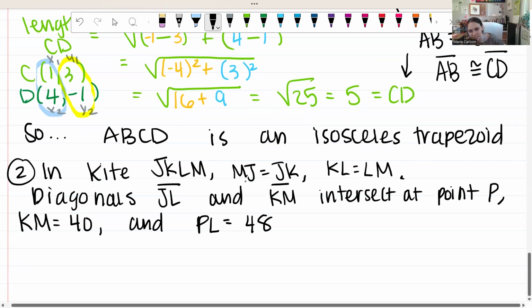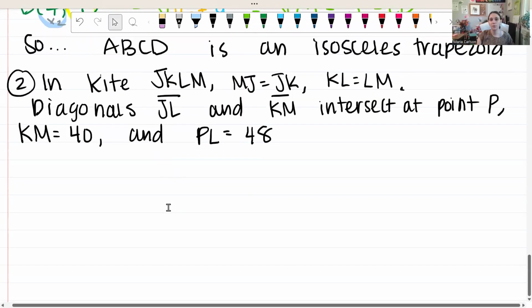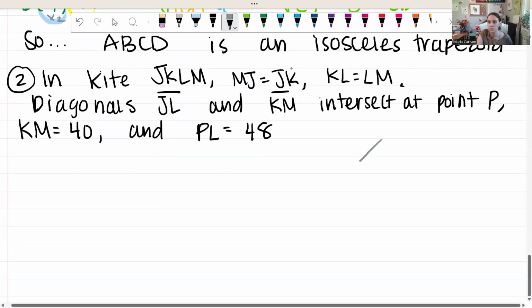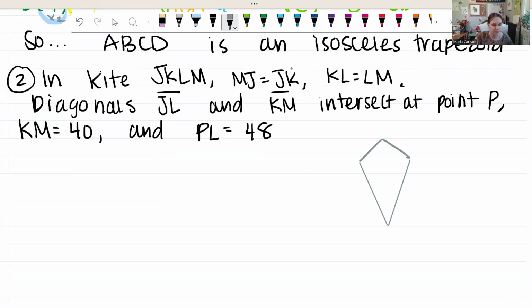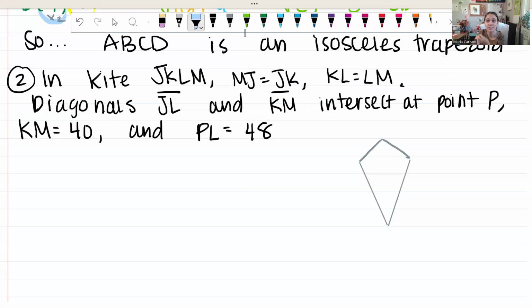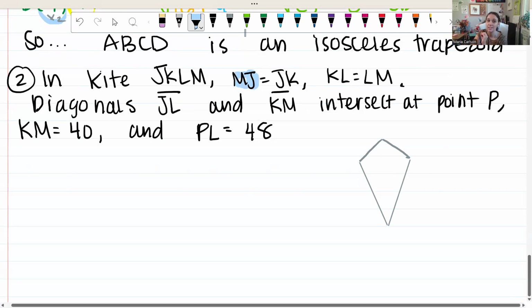This problem actually does not come with an image, but we can draw one. So we need to draw a picture here, and it's a kite. I'm going to draw a kite with those two sets of congruent adjacent sides. This kite's going to look a little rough because I'm using the auto fit for the bottom two. Using what I know, MJ is equal to JK. These are adjacent sides, so they share the same vertex, one of those angles is the same. MJ and JK both have J in common.